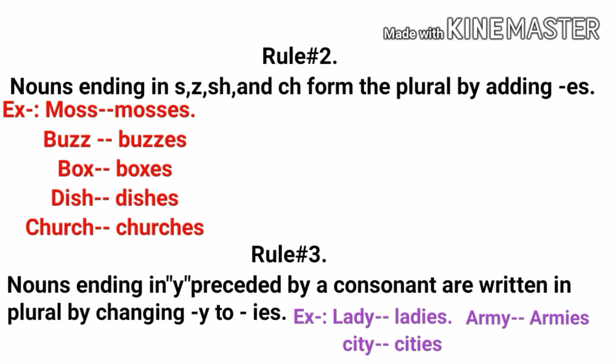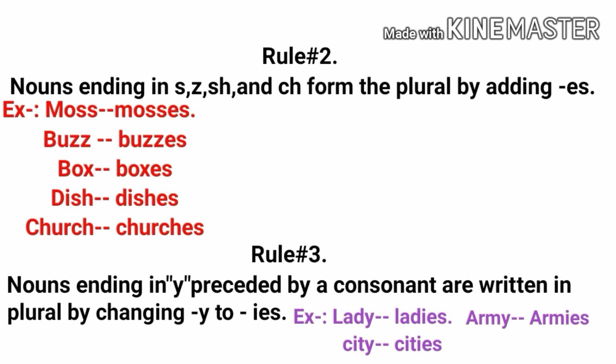Welcome guys once more. So let's know the second rule. What is your second rule? Let's see. Nouns ending in s, z, sh and ch form the plural by adding es. For example, bus, buses; buzz, buzzes; box, boxes; dish, dishes; church, churches. So these are examples of the second rule.